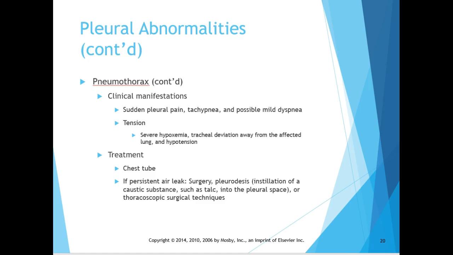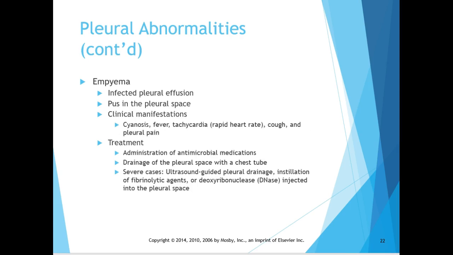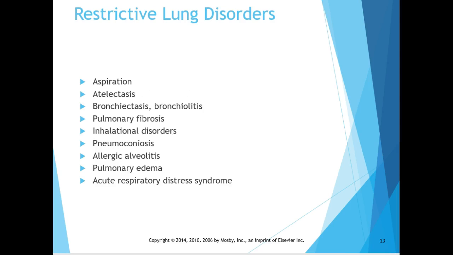Besides air, other things can cause pleural problems: hemothorax, chylothorax, which is chyle, blood, pus. So anything that gets in the pleural space that causes compression of the lungs can cause issues with breathing. You'll have respiratory distress. Empyema is the pus. Then we have restrictive lung disorders. We'll go through these real quickly one by one.